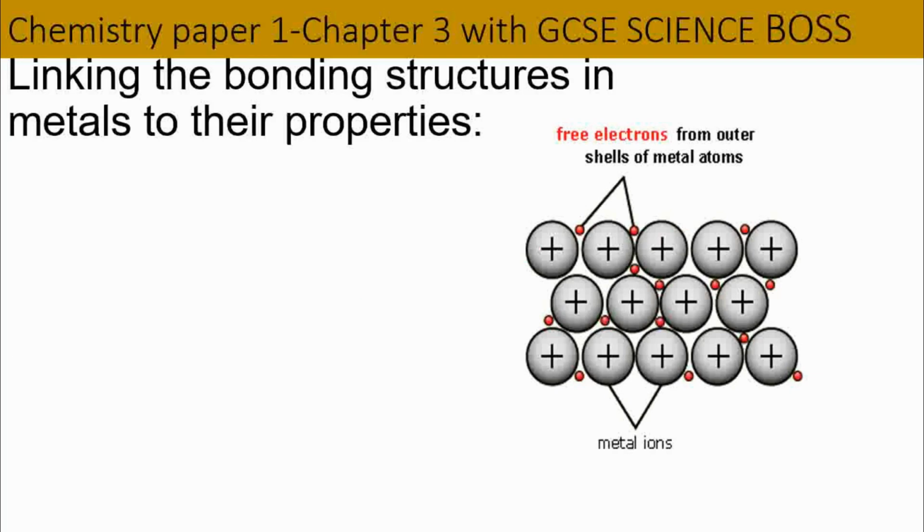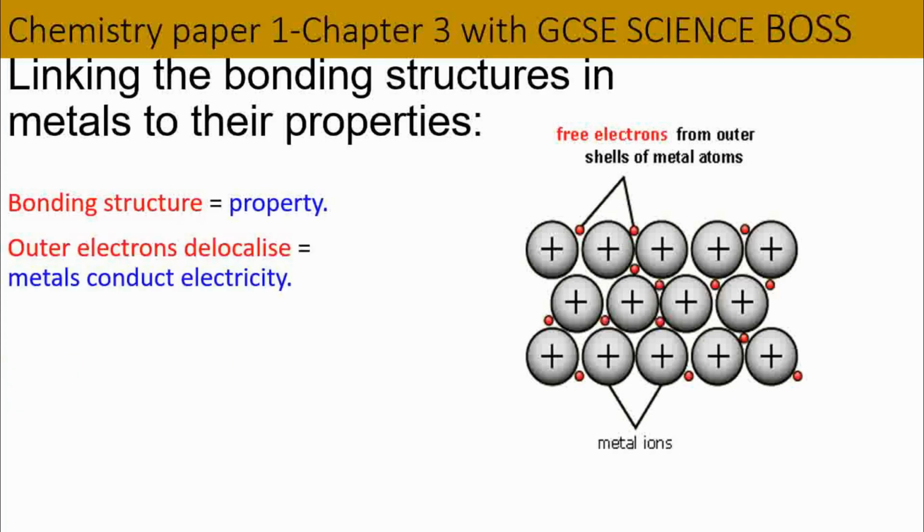Okay, now you must be able to link bonding structures to their properties. Okay, good. So let's look at one. The outer electrons are delocalized, which means therefore they are good conductors of electricity. Okay, so what you see in the red is the structure, and then in the blue that is the property.